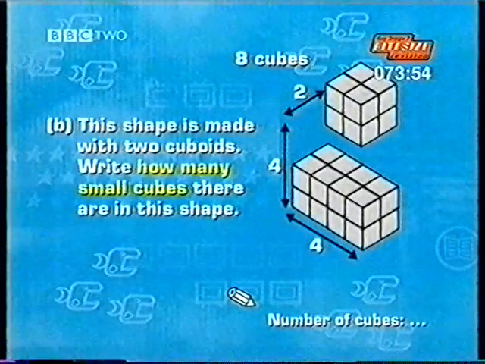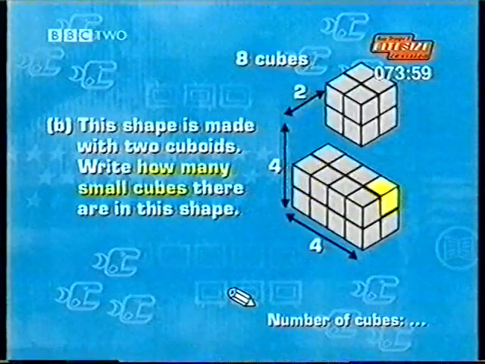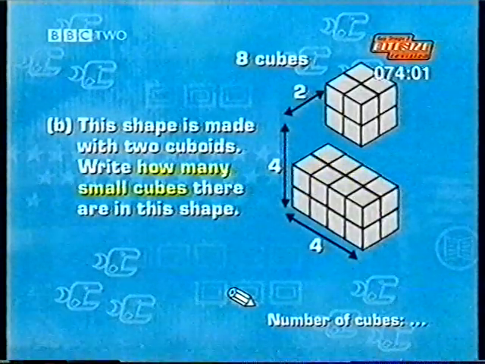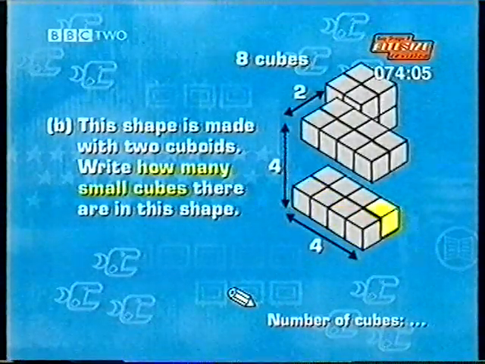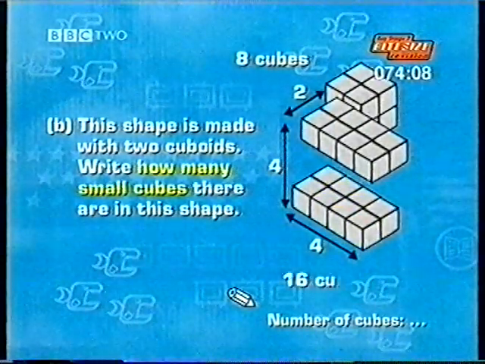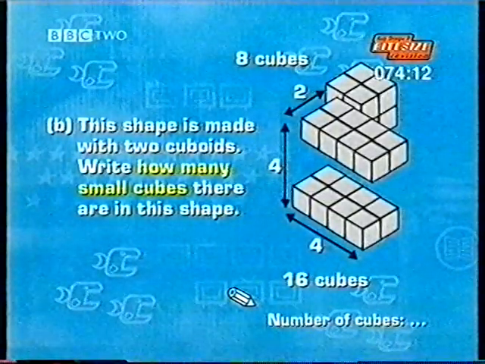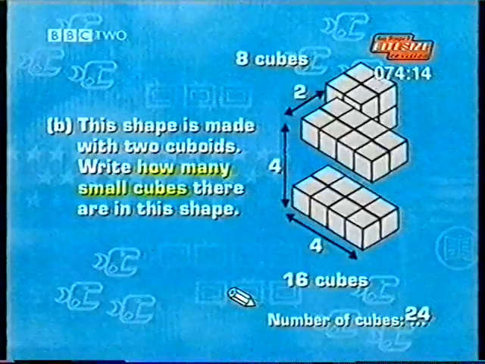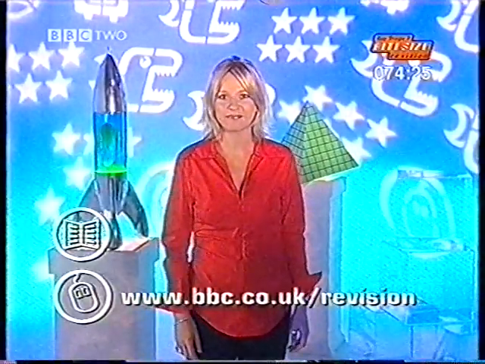Now look at the other cuboid. You can see that this is made up of 4 cubes along here and another 4 alongside. That's 8 cubes on the top row, then 8 underneath. That makes 16 cubes. Adding the number of cubes in both cuboids together, 8 plus 16, that's 24 cubes in total. Wow, that's the end of this unit on volume. But don't forget, there are more questions and exercises for you to practice in the book and on our website.